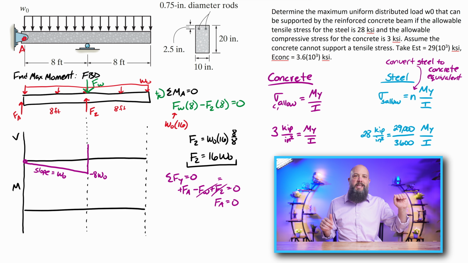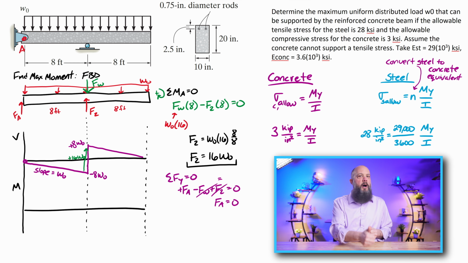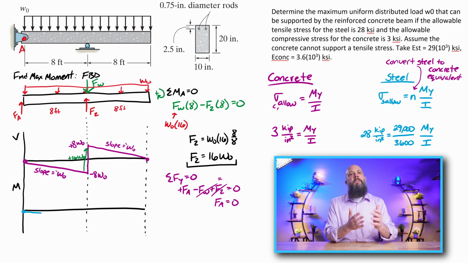It's going to be sloping downwards at a slope of W. Again, we don't know what that value is, but we know it's going downwards at that slope. Right in the middle, it's going to go up 16W. And then the right-hand side keeps sloping downwards because of the distributed load. So moment is the integral of shear. So the area under the curve of shear is equal to the value of moment.